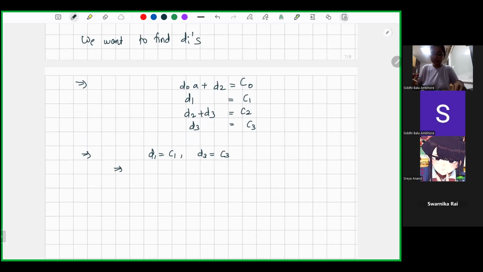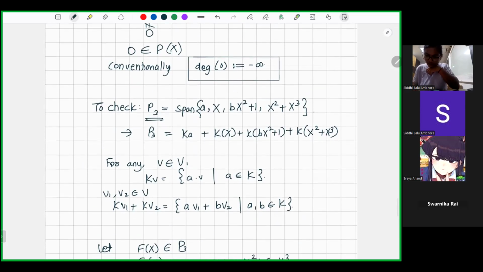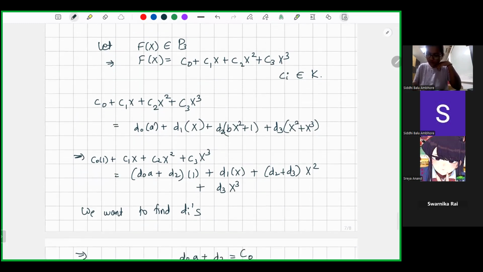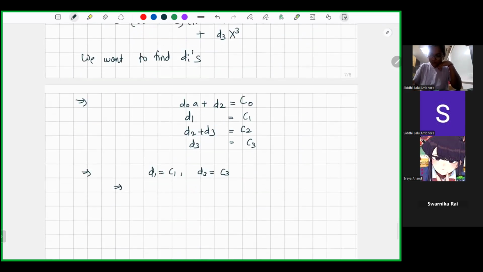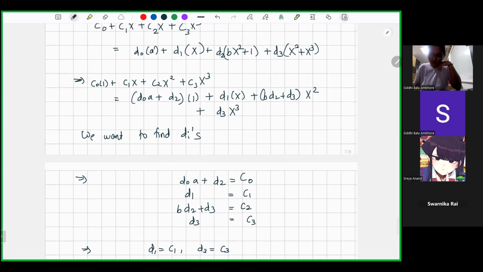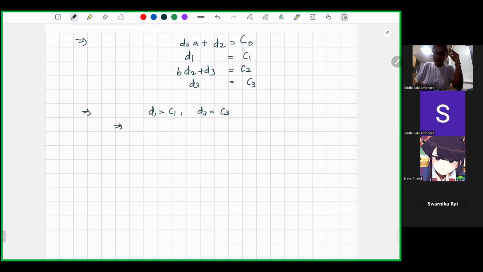And if I substitute it there, where did B go? Where was B? Oh, bx square. It was bx square here. So here it will be bd2. Yes, nothing else. And if I want to find this other d3, so from d3 I can get hold of d2.